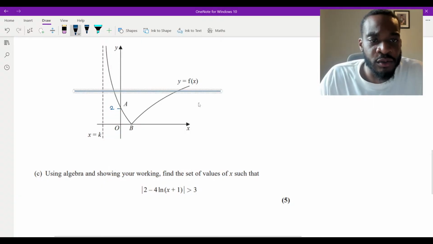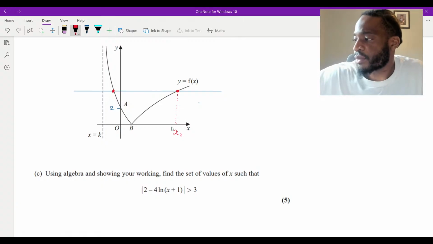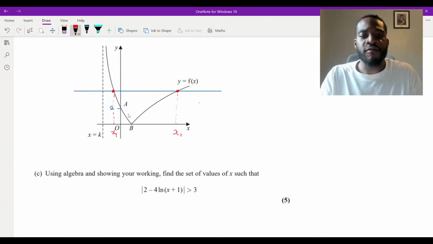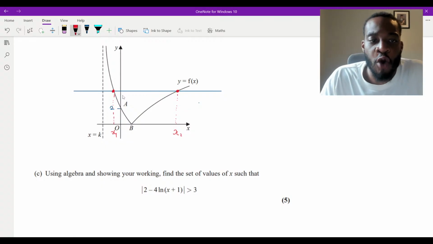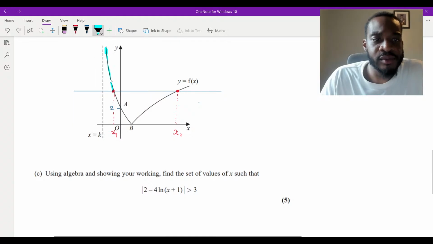Now, the points of intersection are going to be the critical values. There's a point of intersection there, and there's also a point of intersection there. I'm going to call this point of intersection x2, and I'm going to call this one x1. Now, where is the modulus graph greater than the horizontal line? It's going to be for this part of the graph, isn't it? This part up here, and this part up here, isn't it?